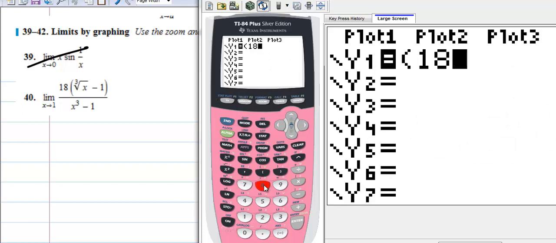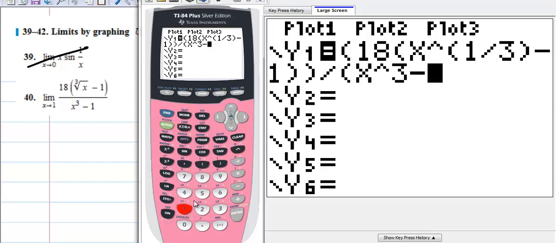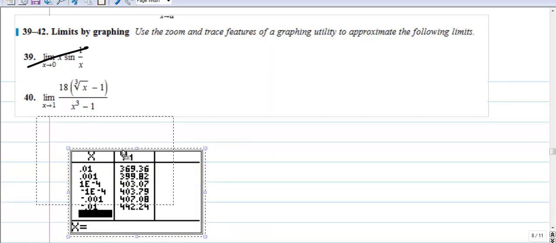18. Now, to me, the best way to get a cube root is to do x to the 1/3 power. You could hit math 4. Math 4 is what you would hit to get a cube root. So I've got 2 parentheses to close there. Then divide by x cubed minus 1. So we want to be a little careful.